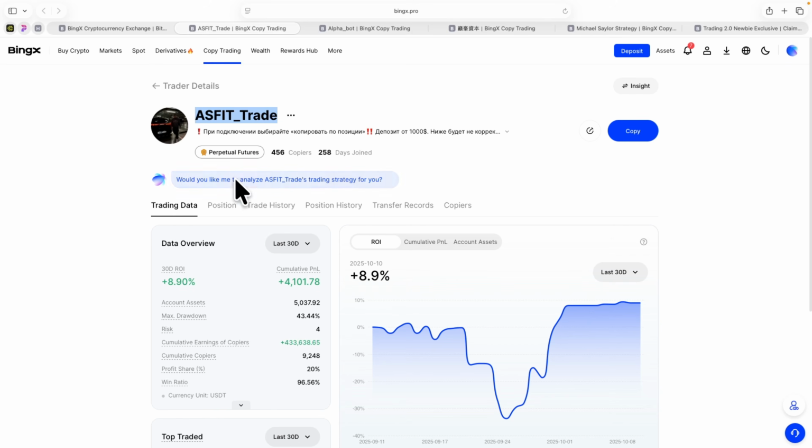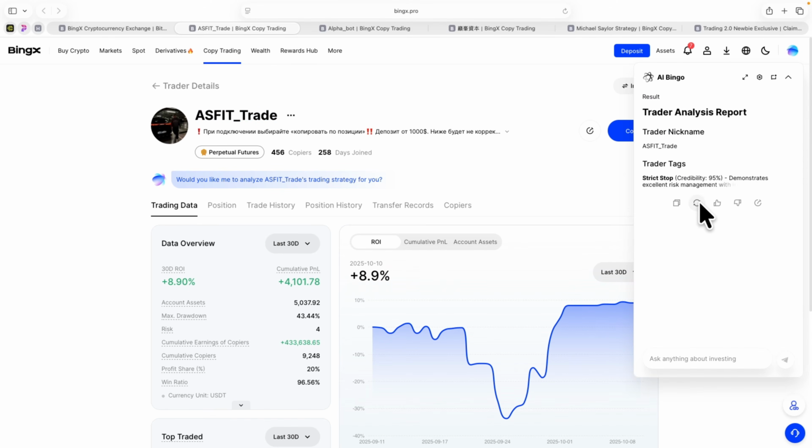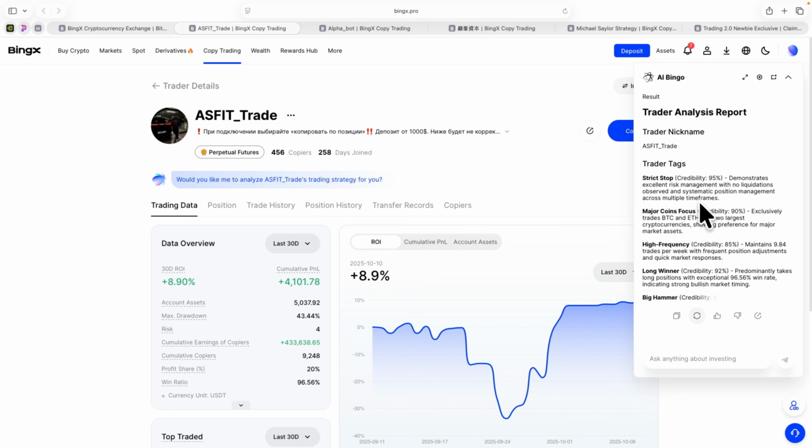Now, BingX has an AI feature that can help you to analyze the strategy of a trader you want to copy. So you can see right here, this is it. Would you like me to analyze ASFI Trade's trading strategy for you? So if you want it, just click on it. I can see right here, the AI will analyze that person's strategy for you, which is really, really good. So you can see this is another advantage of using copy trading on BingX.